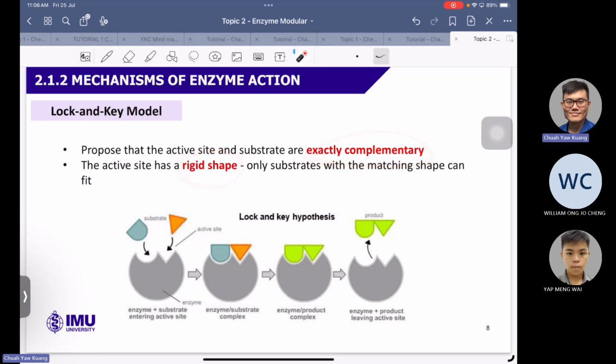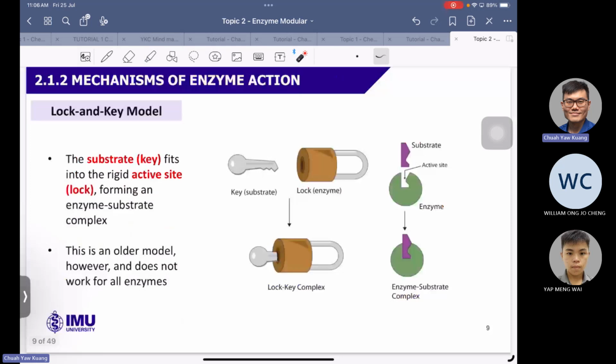Because of this, the enzyme is like the lock, and the substrate is like the key. It must fit in properly, exactly fitting in, and only then can they catalyze the reaction. That's the lock and key model. The substrate is like a key, the enzyme is like a lock.